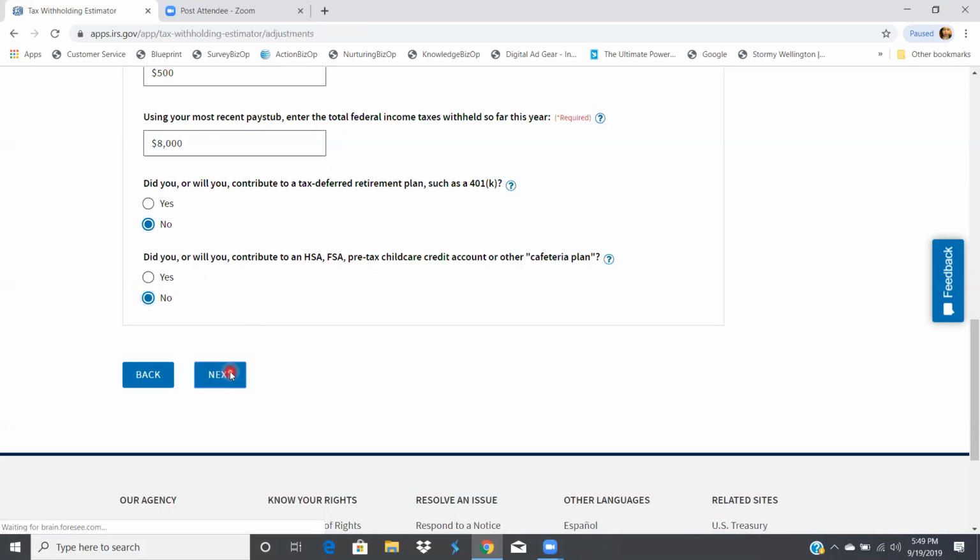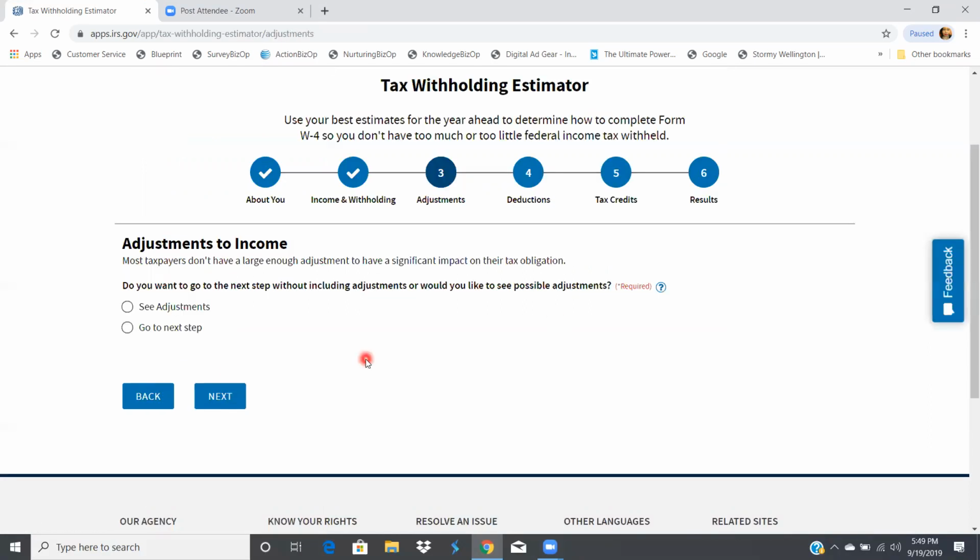Click next. Now I'm about to go to the third section. And the third section, which I love, is called adjustment. And this is where, because now you are a business owner, you qualify for additional allowances, and it's powerful. So what you're going to do is click See Adjustments.